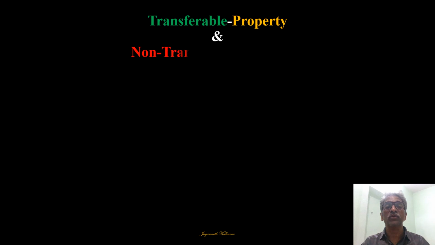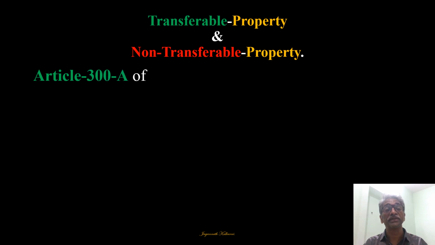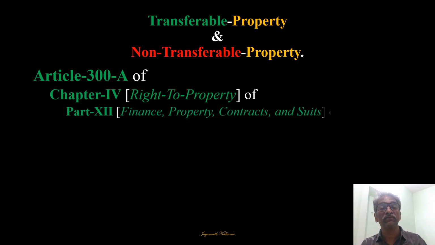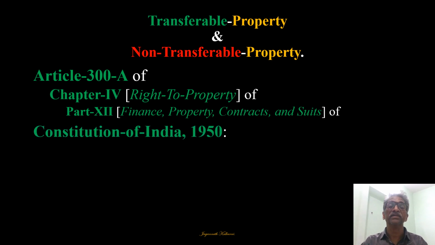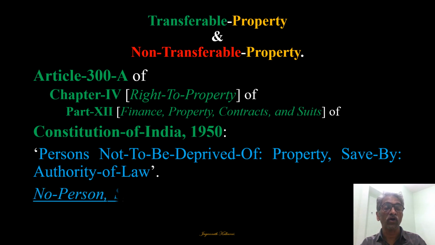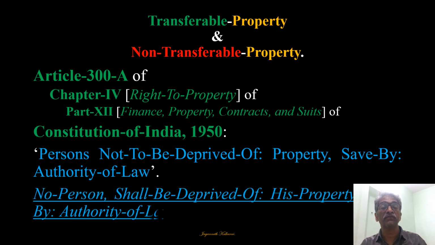To begin with, let us see what our Constitution says about it, the living document, which is the fundamental of all statutes in our country. Let us refer to Article 300A of Chapter 4, which talks about the right to property, of Part 12, which talks about finance, property, contracts and suits of the Constitution of India 1950. It says persons not to be deprived of property save by authority of law. No person shall be deprived of his property except by authority of law.